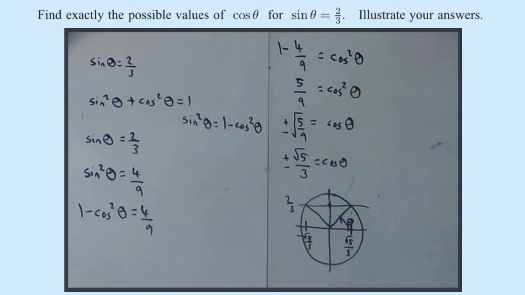There are two possible answers here. A lot of the time in trigonometry questions, you'll be given more information. You might be told what quadrant theta's in, and then it will mean you can eliminate one of these. But as it stands, there are two possible answers. So cosine theta could be root 5/3, or it could be minus root 5/3.